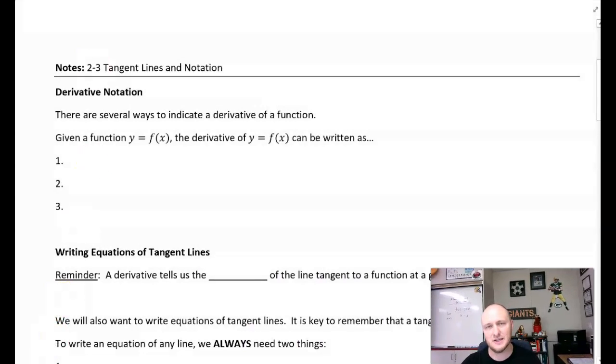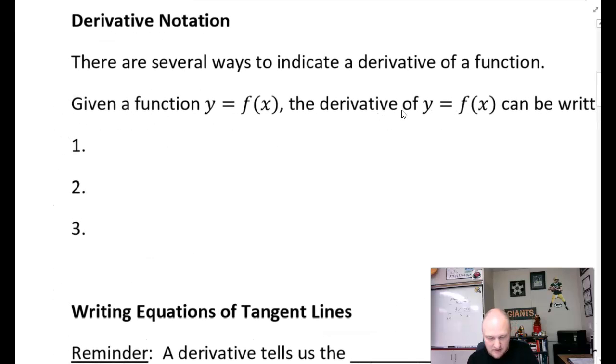This is 2-3, and today we're going to talk about tangent lines. Tangent lines. How do I make a line that is tangent to a graph? I'm going to talk about the things that you need in order to make a tangent line. The first thing that we're going to talk about are derivative notations. Now, there's several ways to indicate a derivative, and they're all used pretty commonly.